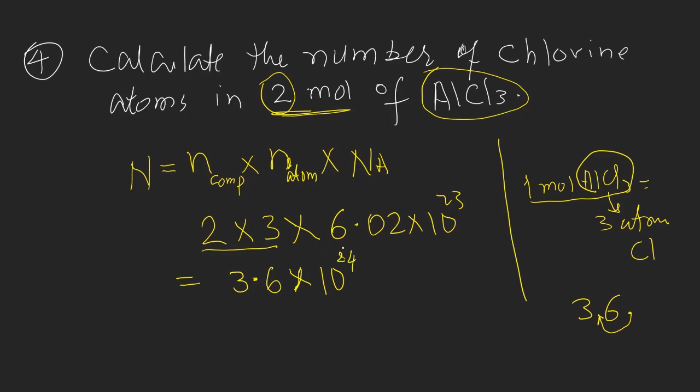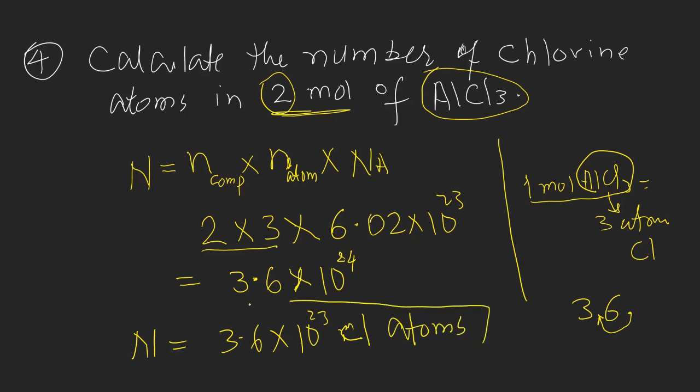So N finally is 3.6 times 10 to the power 24. But now these are the number of chlorine atoms, so you need to write chlorine atoms. So this is the answer.